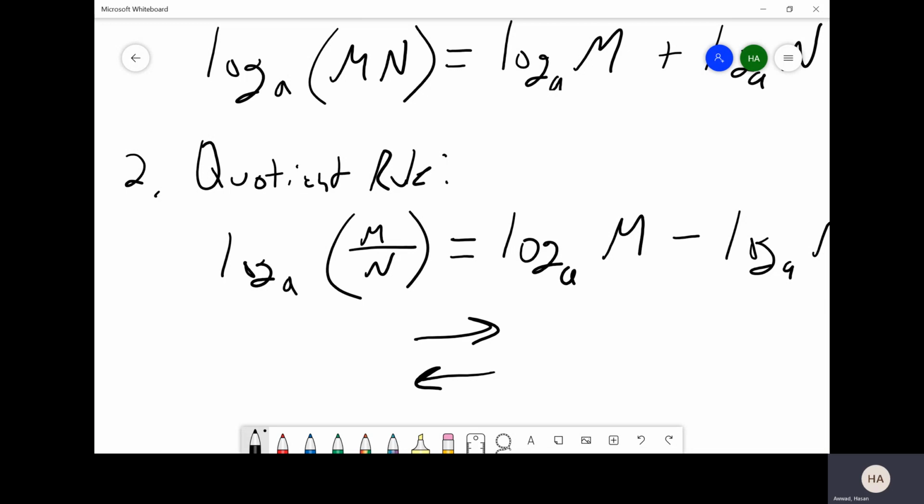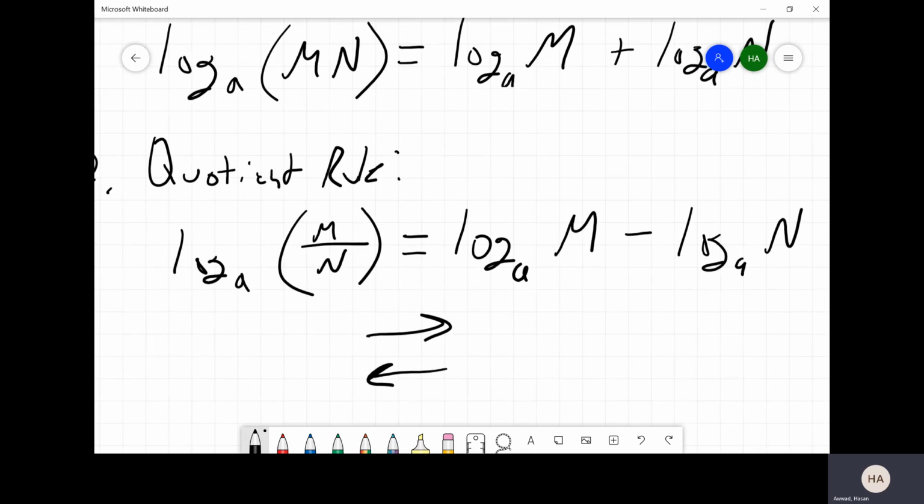Okay, so once again, notice you can read this in 2 directions, right? You can read this as reading from left to right. You are expanding. You are taking 1 logarithm and turning it into 2, or reading from right to left, the right-hand side to the left-hand side, you're taking 2 logarithms and you're turning it into 1. Okay, the hard part here, once again, is understanding that the division here implies subtraction here, or vice versa. Subtraction of two logarithms implies the division within one logarithm.